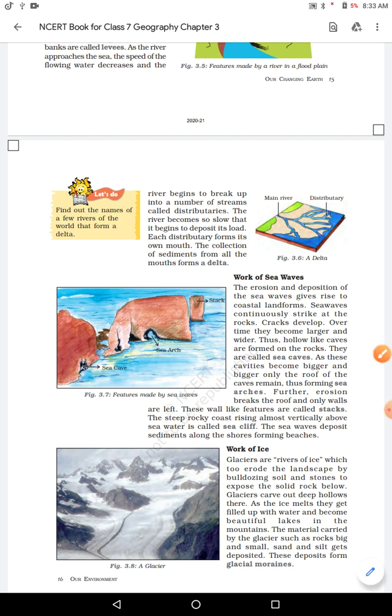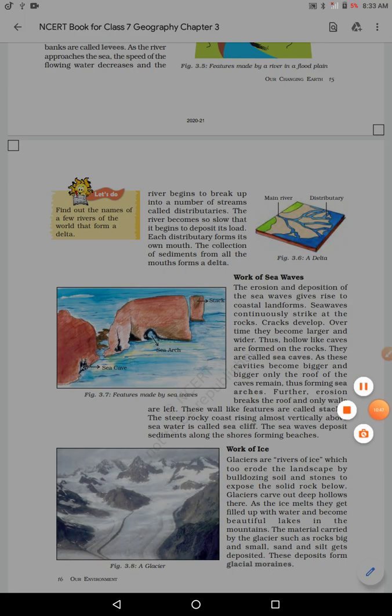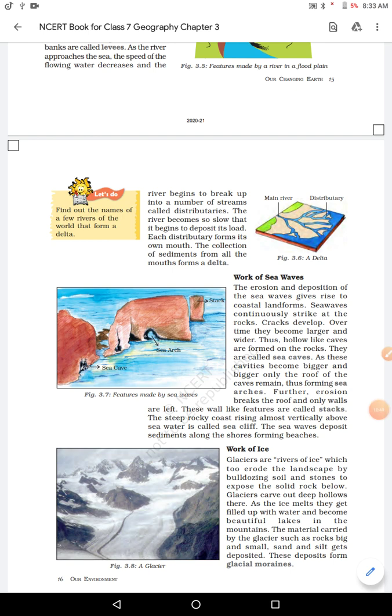Now another force at work is sea waves. The erosion and deposition of the sea waves give rise to coastal landforms. Okay, sea waves continuously touch the bank and get back into the sea again. So this in-and-out process gives rise to coastal landforms.